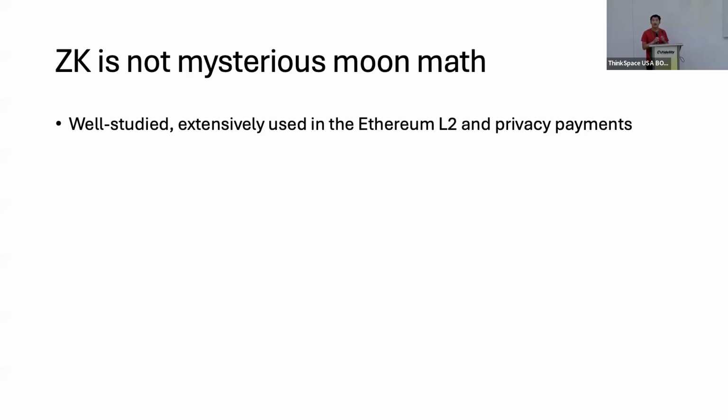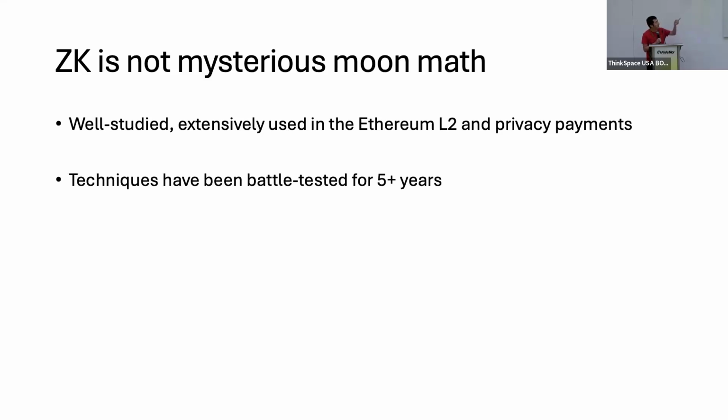And privacy payments have also been using ZK. This has been battle tested for at least 5+ years. If we count privacy payments, that would be 8+ years. This is even older than SegWit.